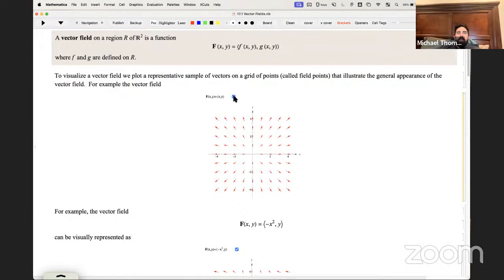All right, so that's this vector field here. This is called a radial vector field. We'll talk about that in just a minute, but you'll notice all the vectors point directly straight outward, and they get larger as we move away from the origin.